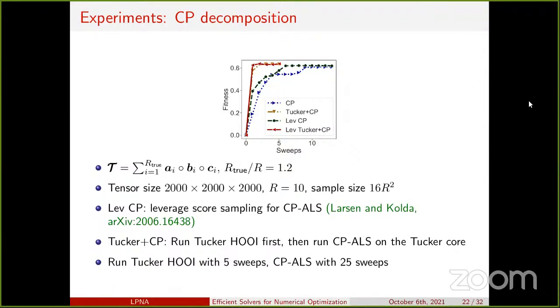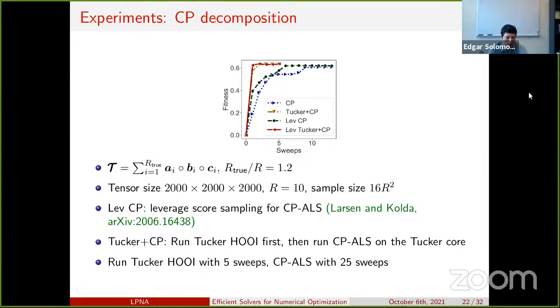Mm-hmm. Okay. Yeah, I have a question about the CPD algorithm and this value of capital R. So the tensor rank, the number of rank 1 terms. Do you know this in advance, or is this given somehow? It's typically something that the user has to ask for and select.